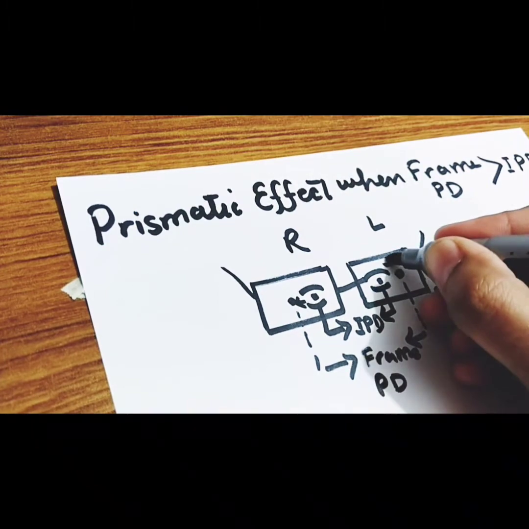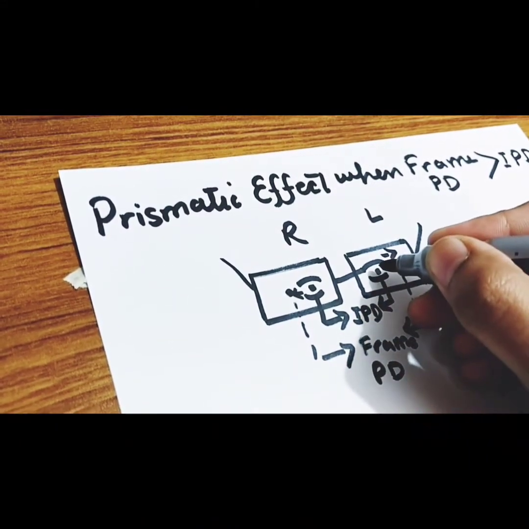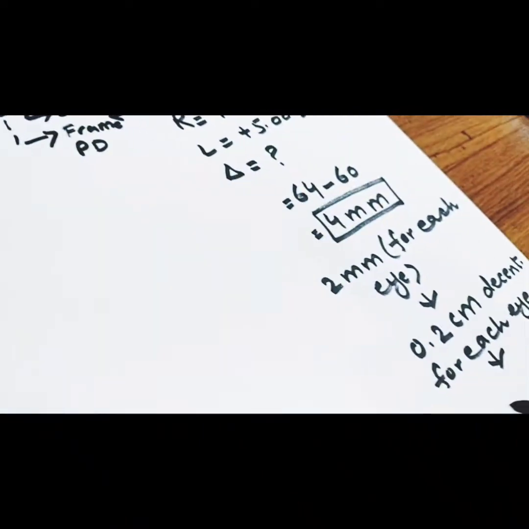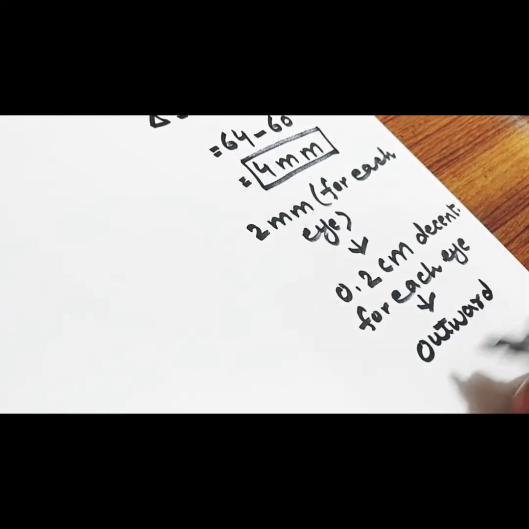2 divided by 10 is equal to 0.2 centimeter decentration for each eye lens. As we see, frame PD is more than IPD, so decentration is in the outward direction, as we can see. So 0.2 centimeter decentration for each eye in the outward direction.